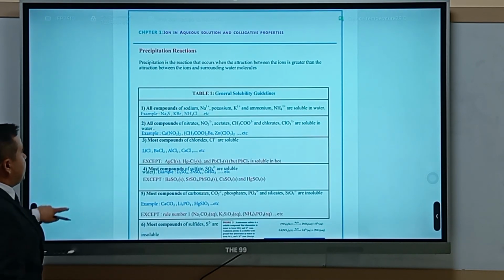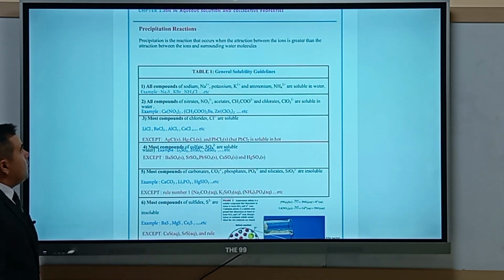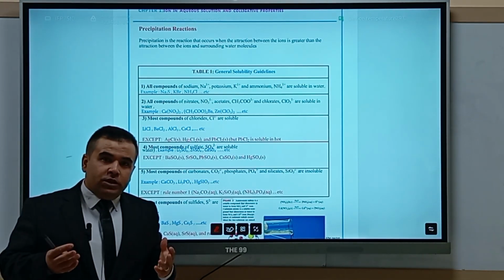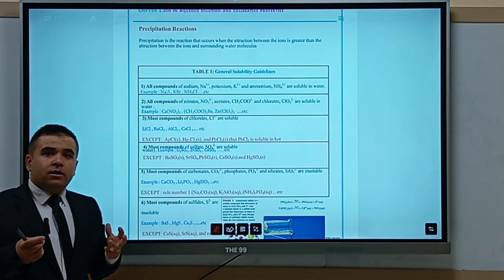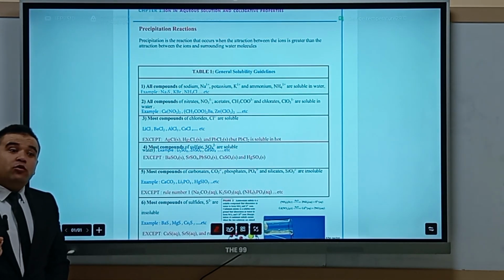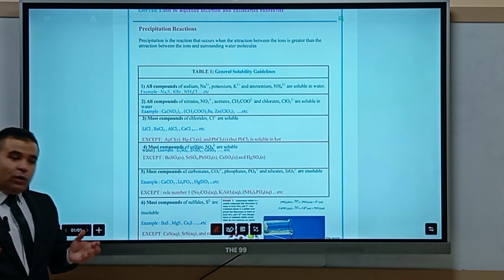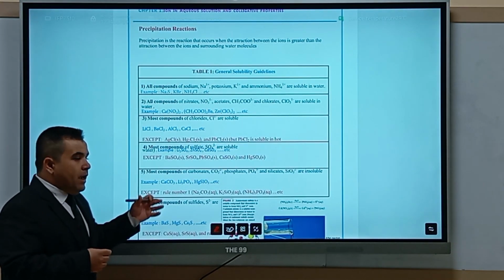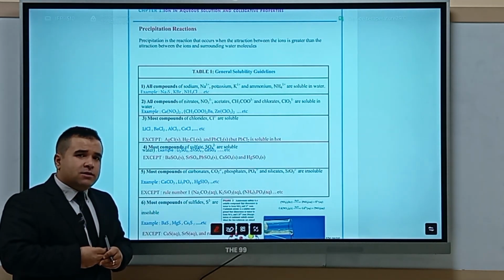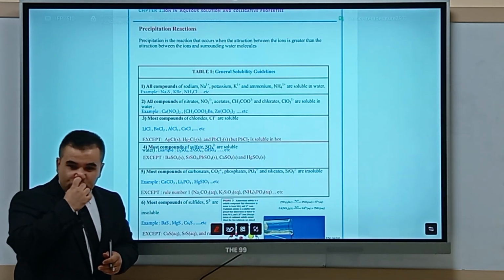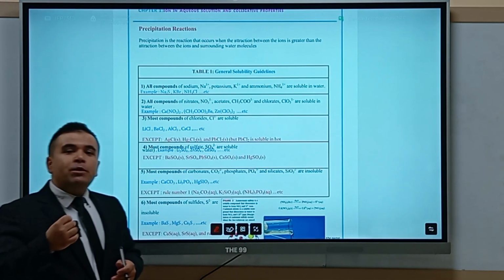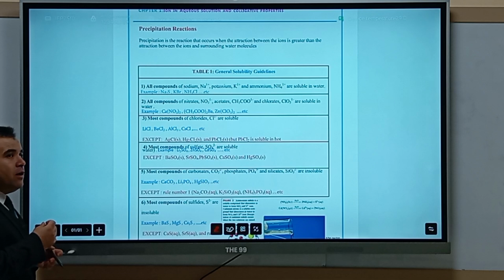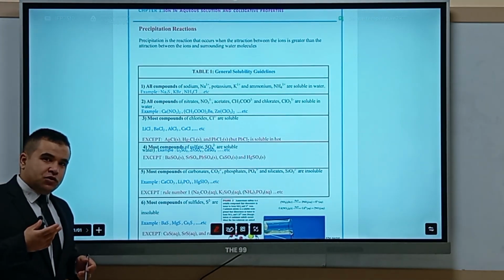We have the table of precipitation reactions. Guys, the reactions of the salts, when we have several salts, we have to provide guidelines in order to know which of those salts are soluble and which are insoluble. Our book provides 6 guidelines in order to predict whether a salt is soluble or not. We'll be talking about those 6 guidelines in detail, but first of all, let us define the precipitation reactions.